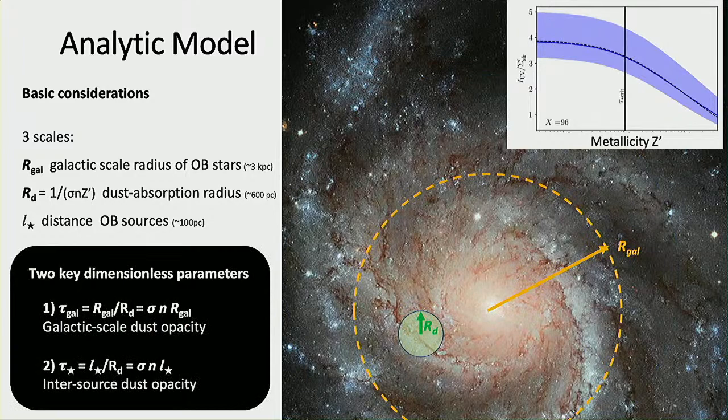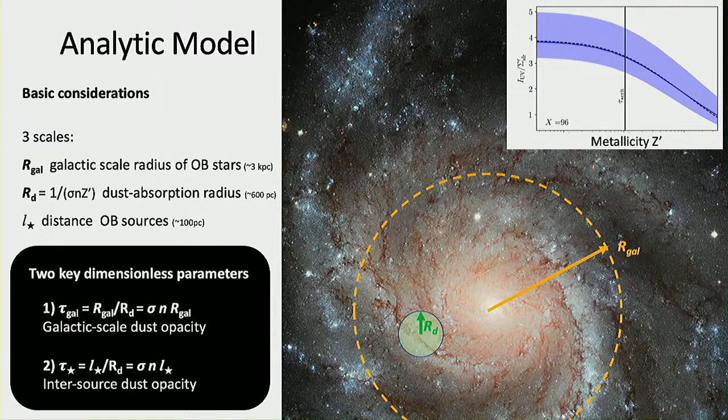So we saw there are three typical scales: the galactic scale radius, the dust absorption scale radius, and the distance between OB stars. For an analytic model, you really care about dimensionless quantities, so you want to take ratios of these scales. You basically get two ratios, and you can write them as two optical depths: the optical depth of the galactic disk, tau_gal, which is the ratio of the galactic scale and the dust absorption scale radius, and the optical depth between radiation sources, which is the ratio between L star and R_D.